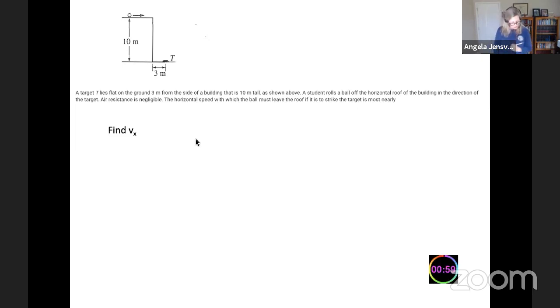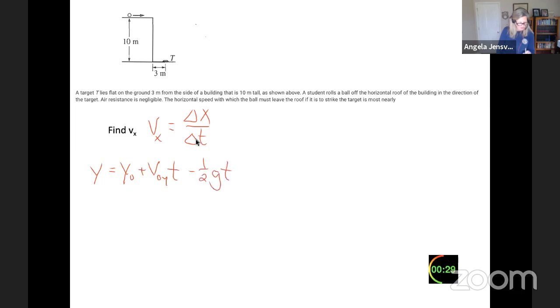Okay, so you want to find out the launch speed of this thing. If we want to find Vx, Vx would be the horizontal displacement divided by time, right? We know that it goes 3 meters horizontally, but we don't know how long it takes. So why don't we go to the y direction to find the time? I guess we'll do y equals y naught plus v naught y t minus 1/2 gt squared.